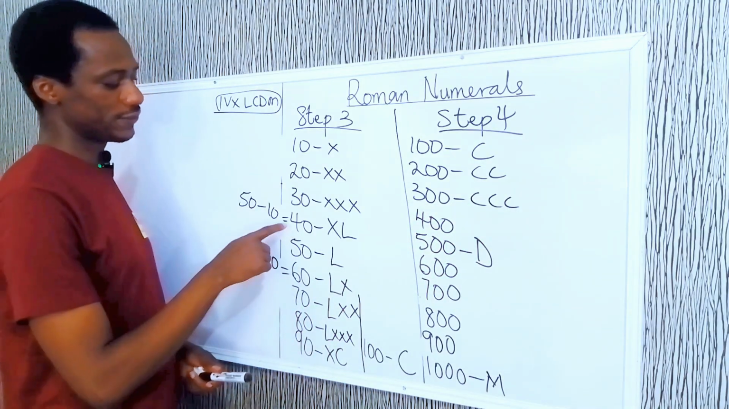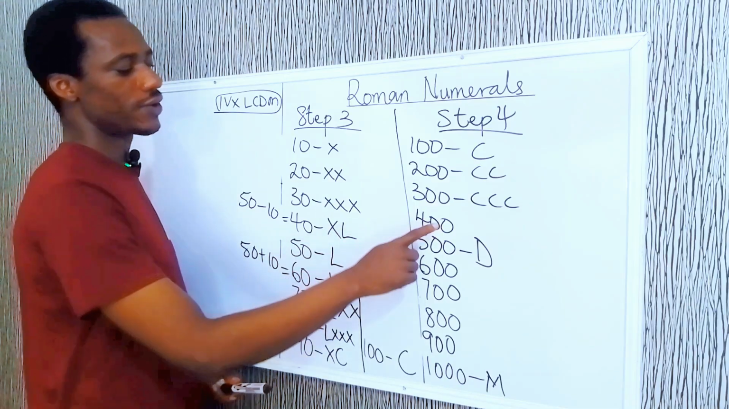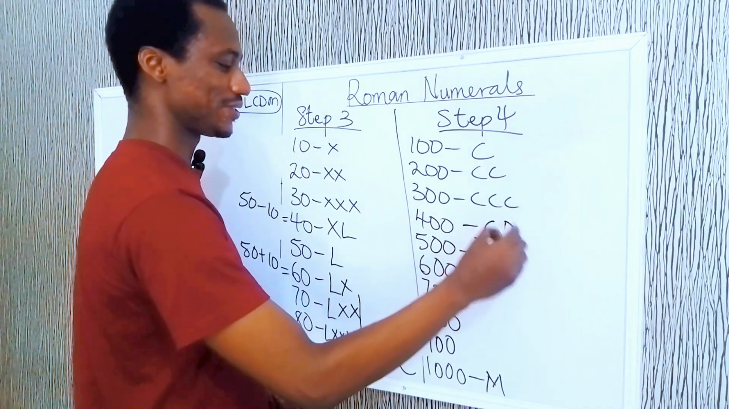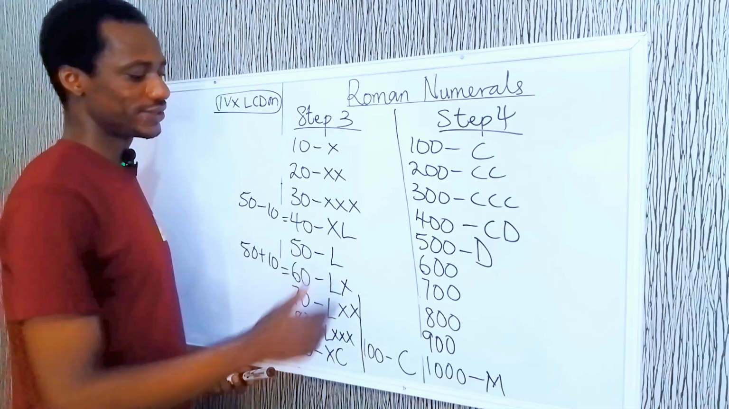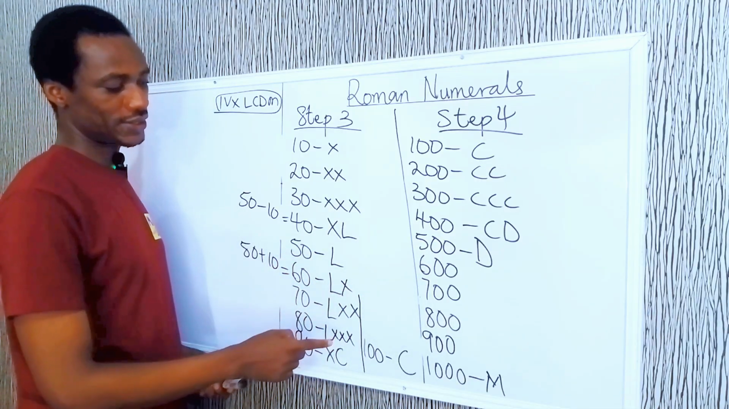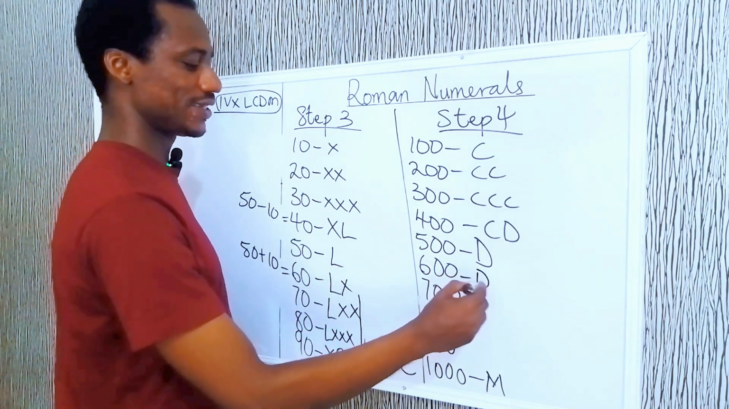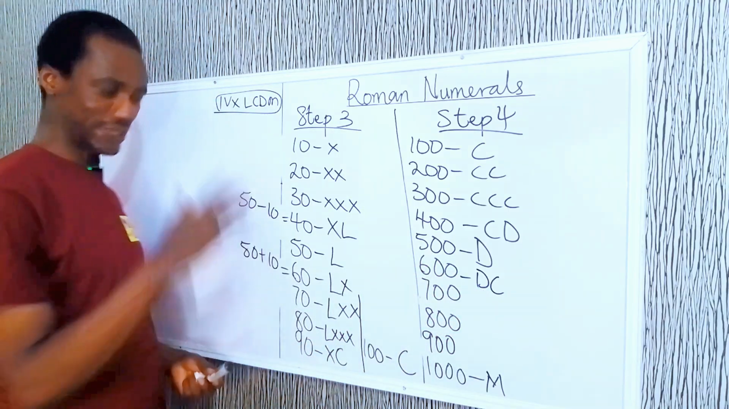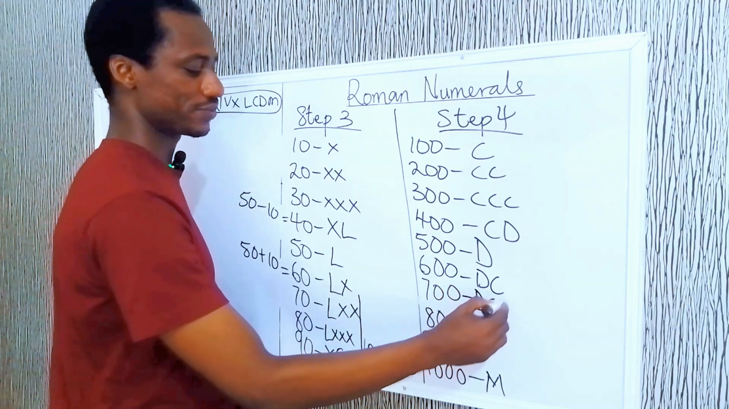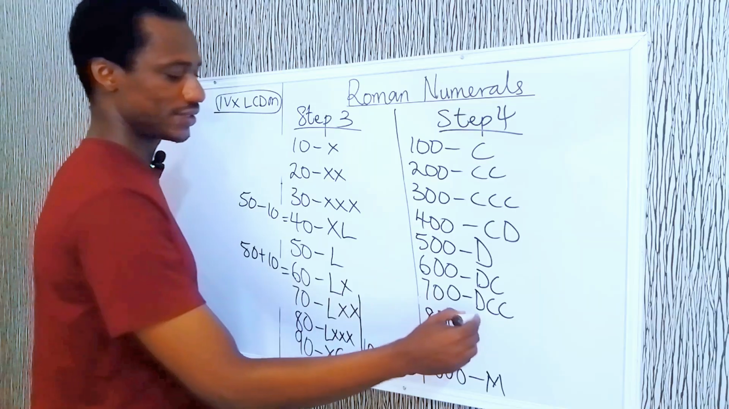And then 40 is XL. That's 50 minus 10. 400 will be 500 minus what? 100. You're right. And that's CD. And then 600. 60 is 50 plus 10, so 600 will be 500 plus 100. And that's DC. Not Washington DC, okay? But DC. And then 700 is DCC, 500 plus 200. 800 is DCCC.